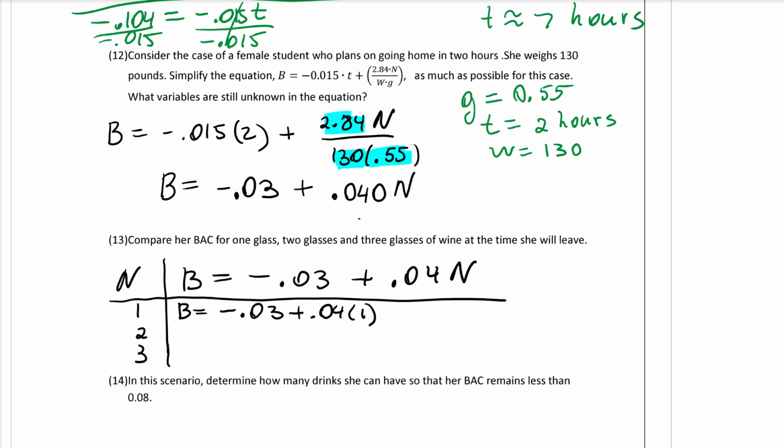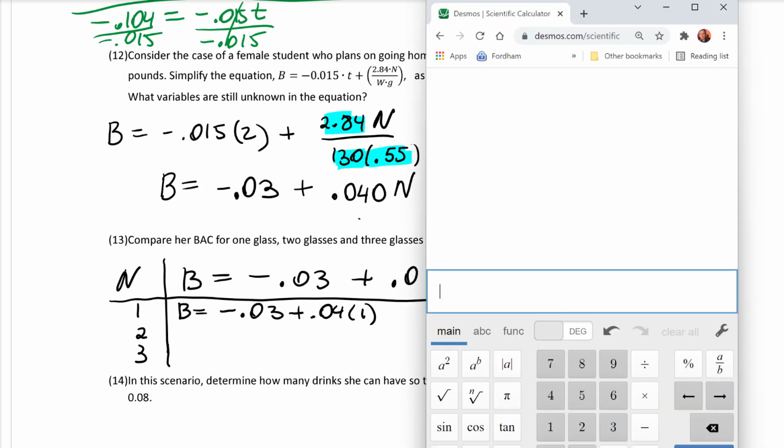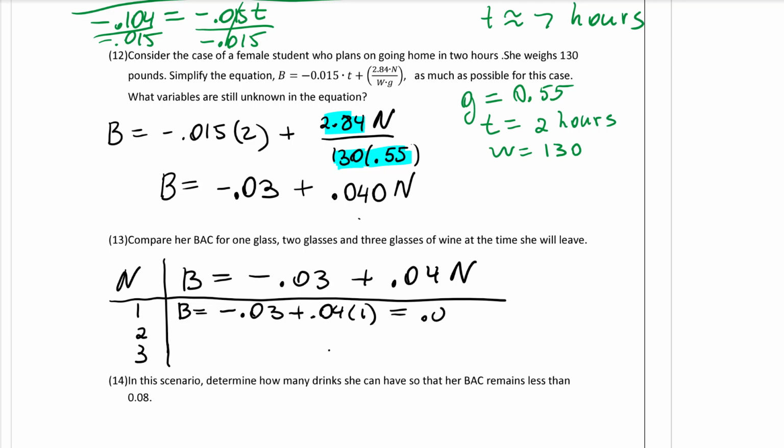0.04 times 1. I understand we can do this by hand, but I'd rather be safe than sorry, right? So I'll substitute it exactly how I see it. All right, so that's her BAC. That's not high. This is 0.01. That's really low. So she's definitely okay to drive after one glass. It's only 0.01. All right, so now we're going to do this for the other two.